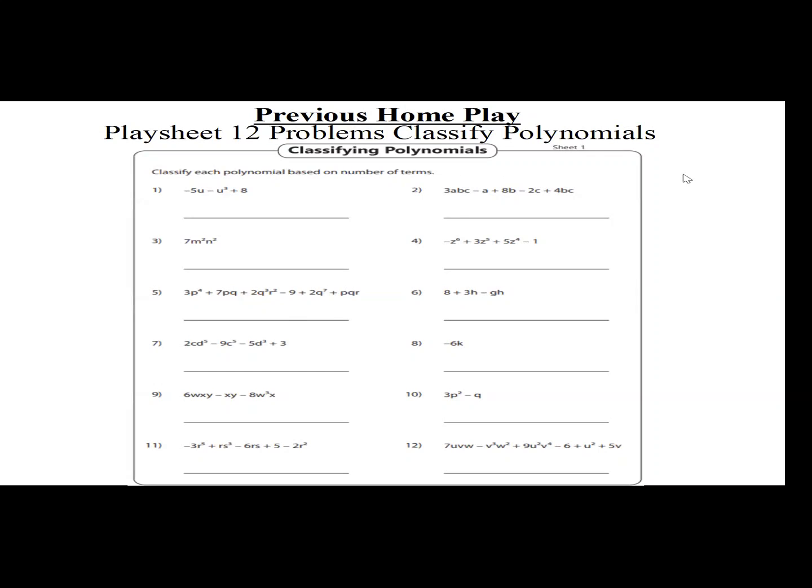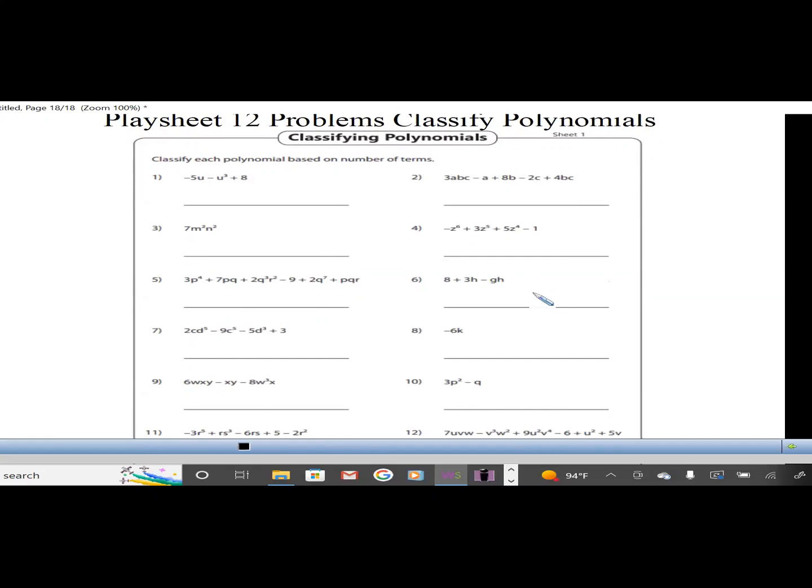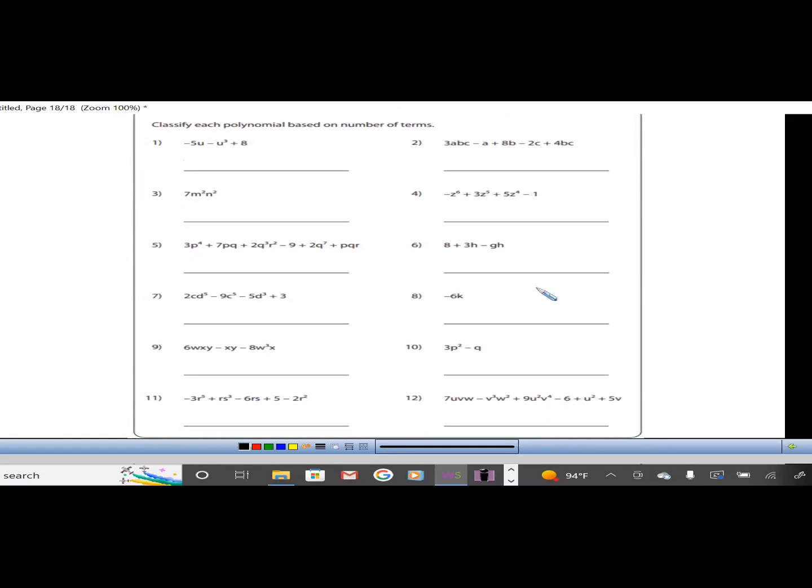All right. So let's see where we're at. Number one, I want the standard form for number one. What'd you get? Christina, go. Standard form. Negative 1u cubed minus 5u plus 8. Hands if you got that. That is correct. Now we need classification or its name.